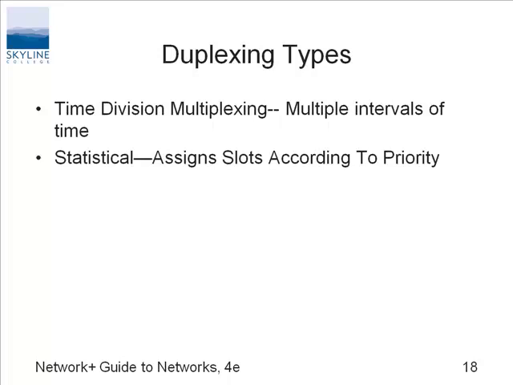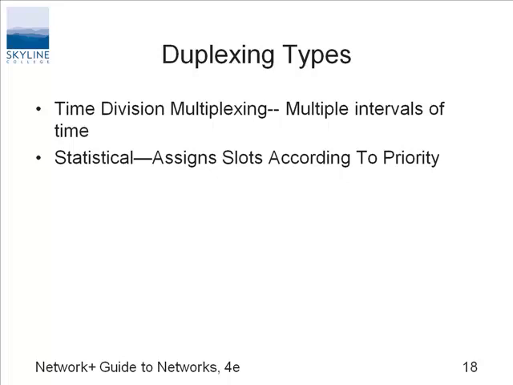Statistical, and these kind of work together. Typically with time division multiplexing, each of the different signals is going to get part of the time slot, regardless of priority.